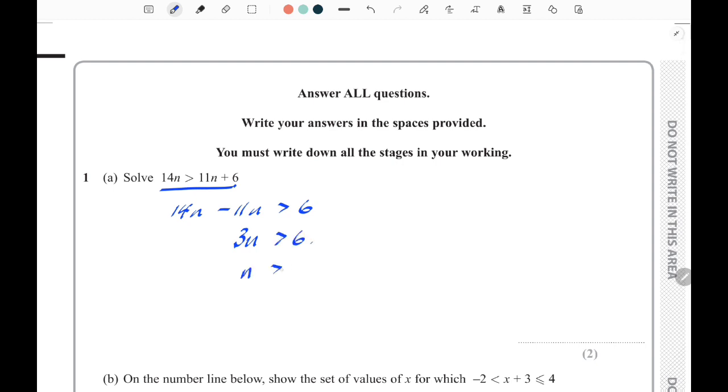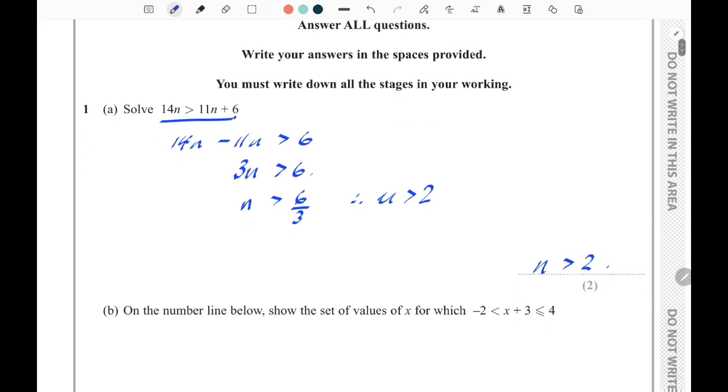And as always, you just divide by 3. So n is greater than 6 over 3. Therefore, n is greater than 2. That's your answer. Okay. Part B.